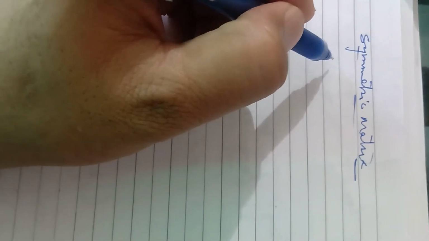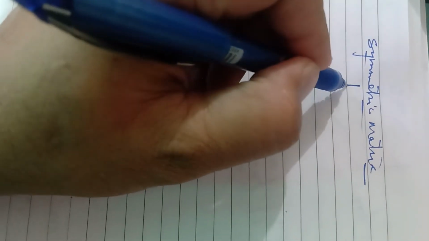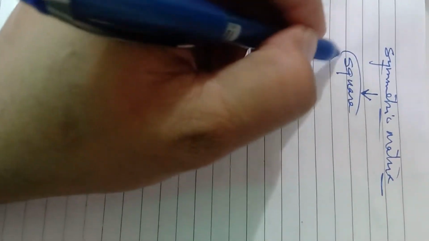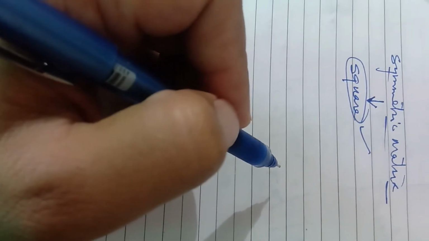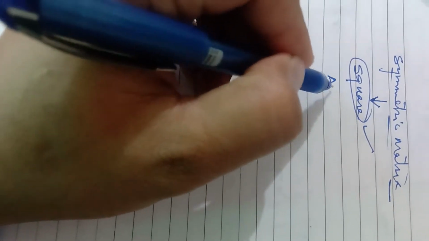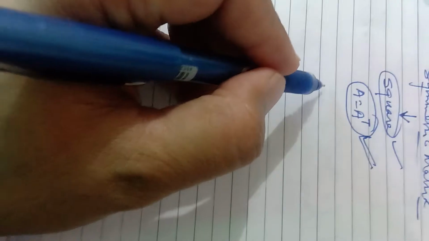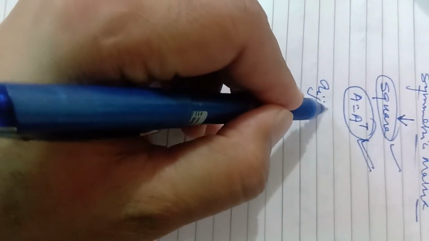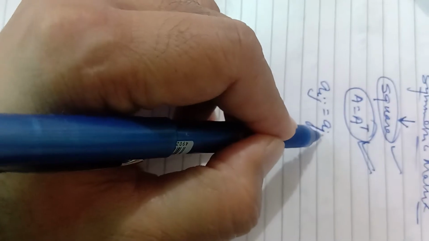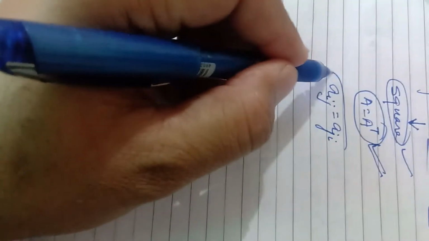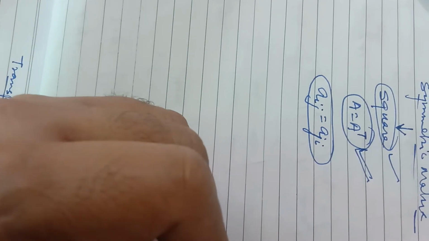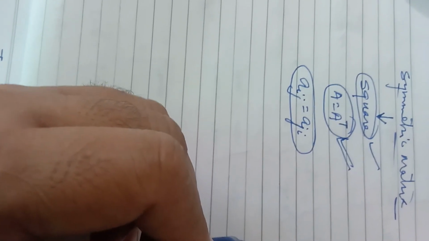Okay, friends, we come to the next topic, that is symmetric matrix. So, when do we say that the given matrix is a symmetric matrix? The first thing is that it has to be a square matrix, right? And a matrix is said to be symmetric if A is equal to its transpose. That is, you say that Aij is equal to Aji for all the cases, then the matrix is said to be a symmetric matrix.